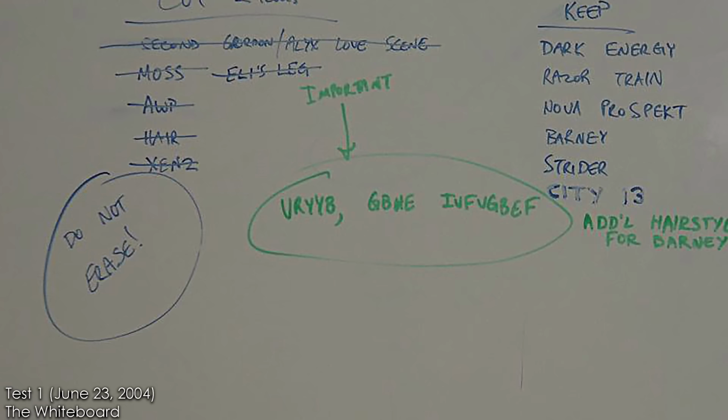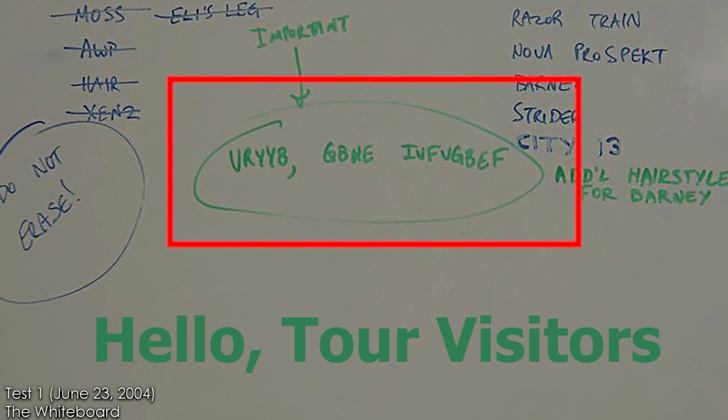Before we move on, there was also another string of characters to decode here, where this decoded to "Hello Tour Visitors," which suggests that those on the tour of the Valve facility were basically expected to discover and take a picture of the whiteboard. Although not a part of the test, I am guessing that Valve assumed the visitors would decode this message first and then apply ROT13 to the other parts of the whiteboard.